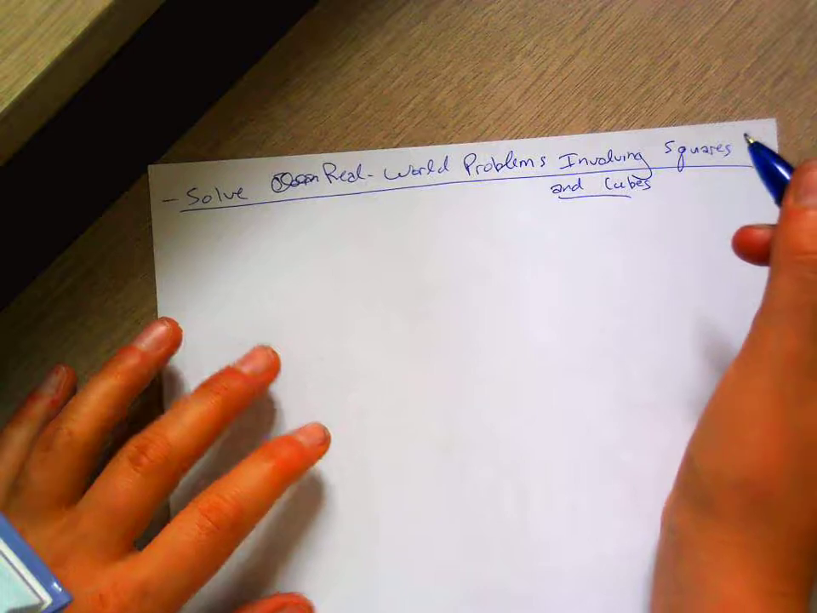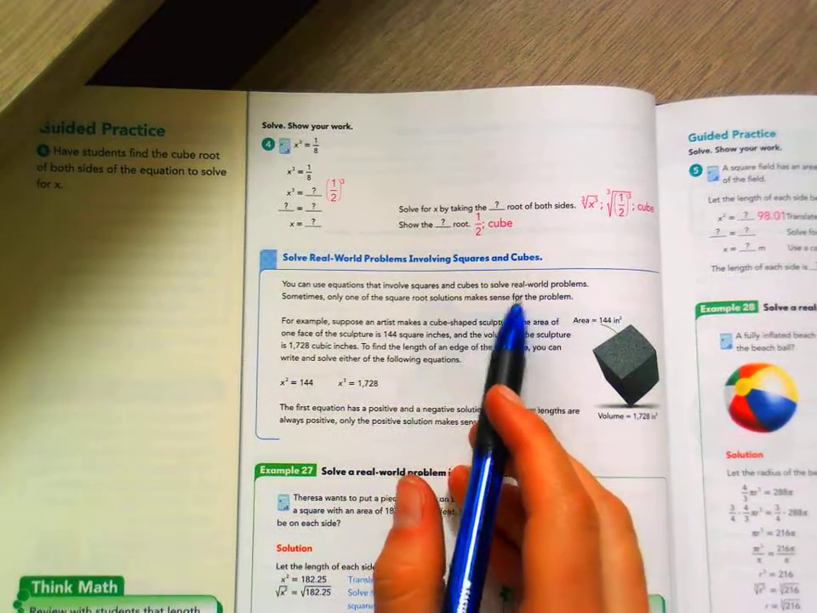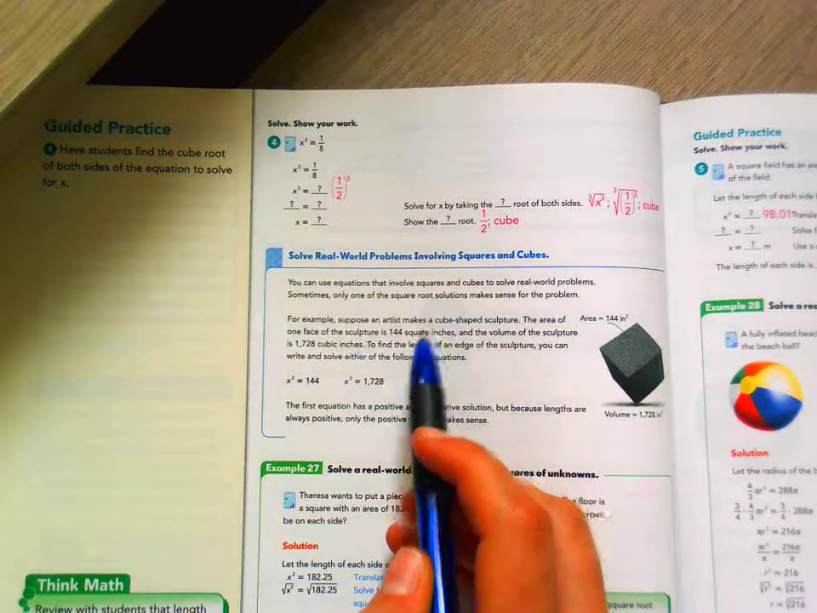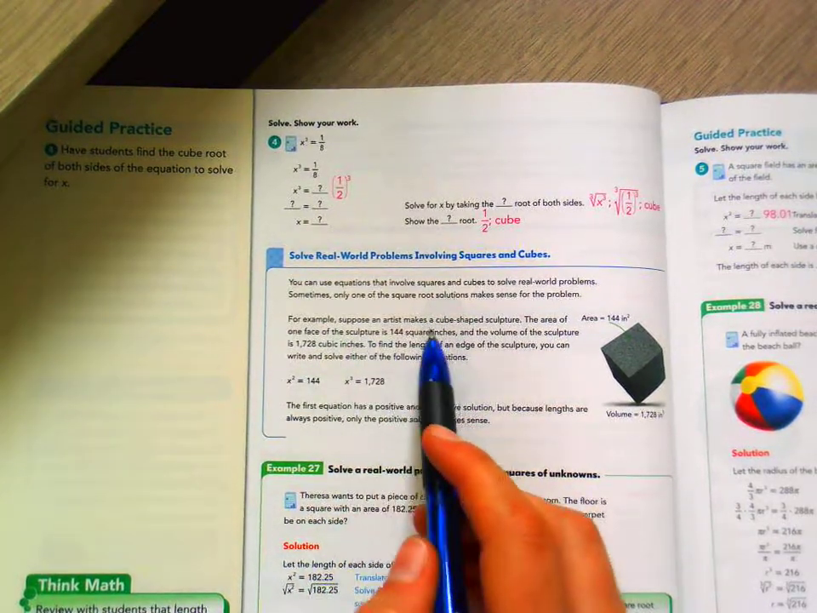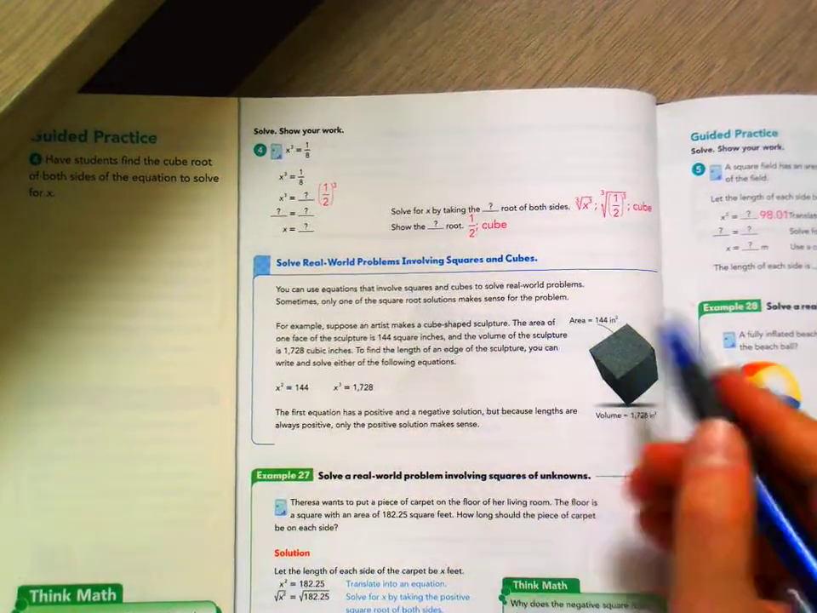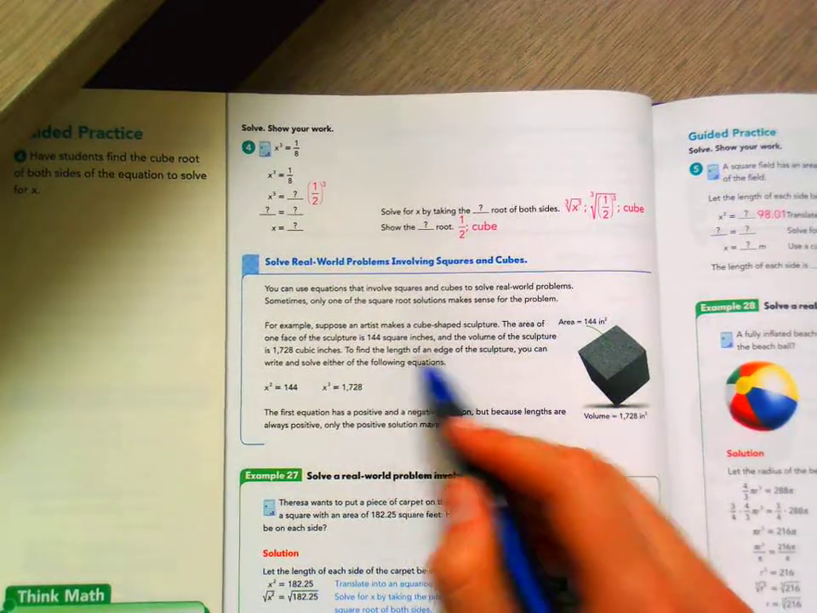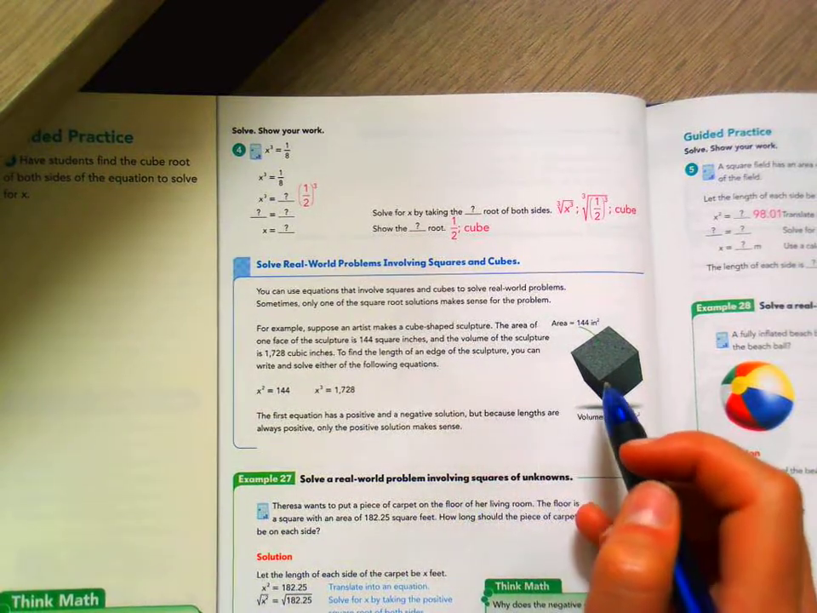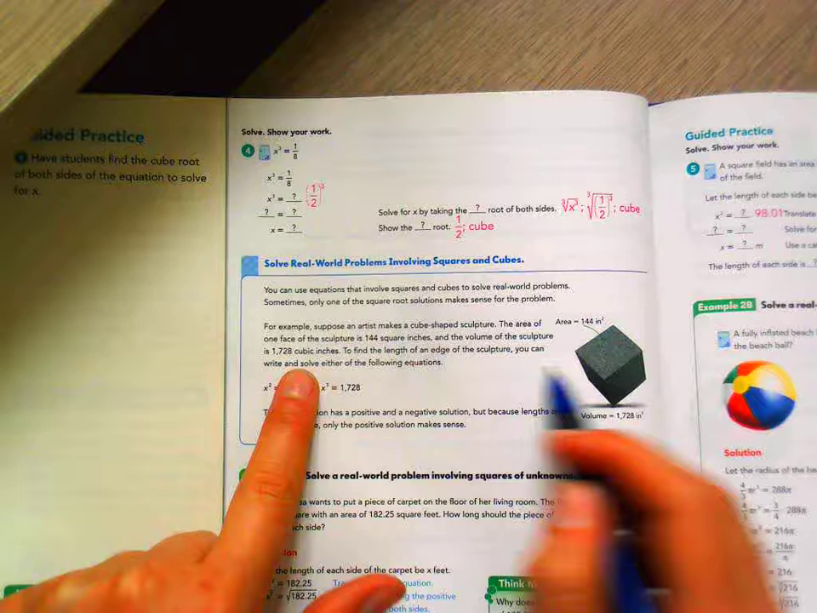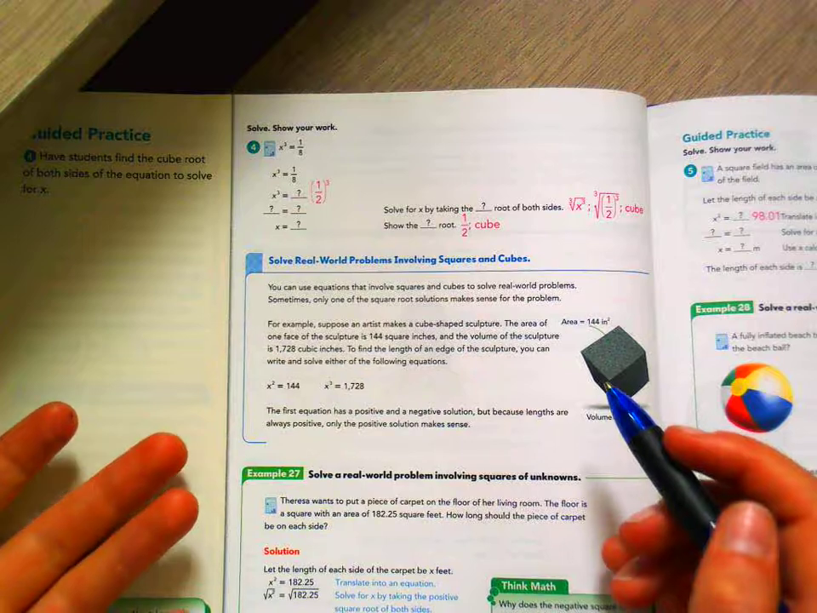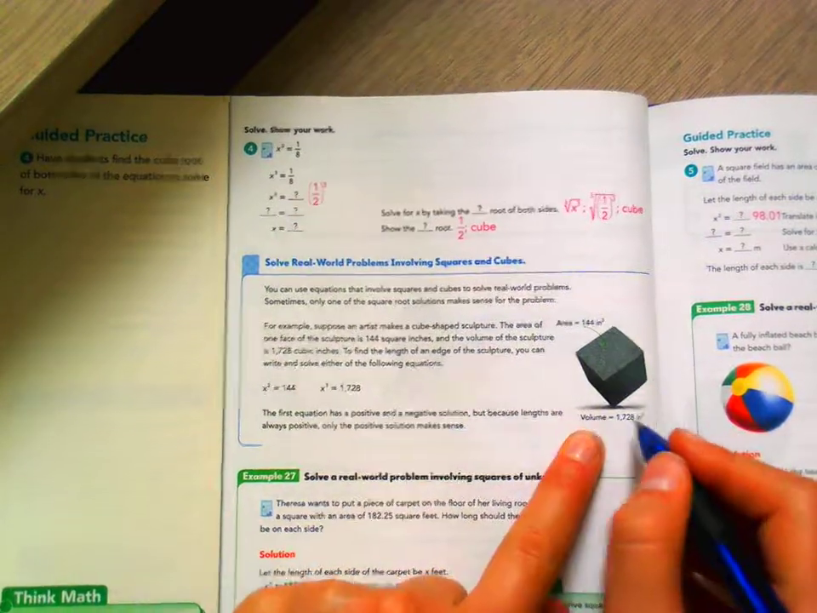Here we go. Let's look at the equation in the book here. You can use equations that involve squares and cubes to solve real-world problems. Sometimes only one of the square root solutions makes sense for the problem. For example, suppose an artist wants to make a cube-shaped sculpture. The area of one side of the sculpture is 144 inches squared, right? And the volume of the whole sculpture is 1,728 cubic inches. To find the length of the edge of the sculpture, so say they want to make something with this big of an area, we're going to have to solve it using either of these equations to get the cube root.